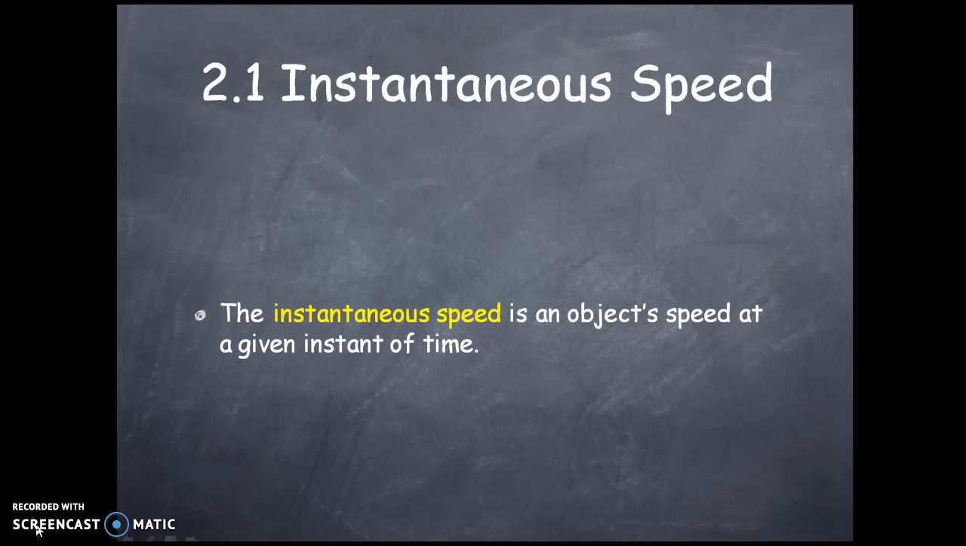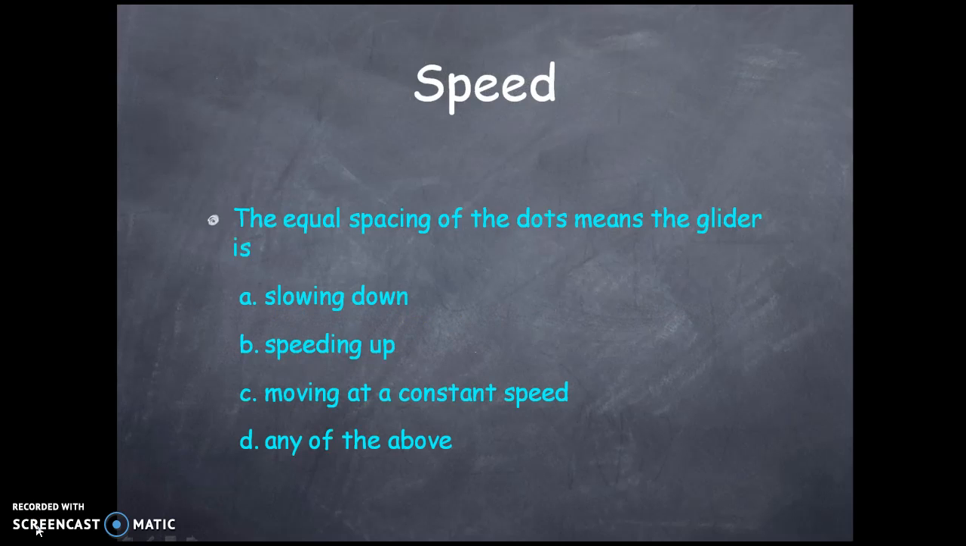The instantaneous speed. Instantaneous speed is an object's speed at a given instant of time. Something like the police using a radar to find out the speed at that particular second. So something like that is an instantaneous speed: at that particular time, what speed it is. If you're looking at a graph in which you have equally spaced dots, it means the glider is moving at a constant speed.